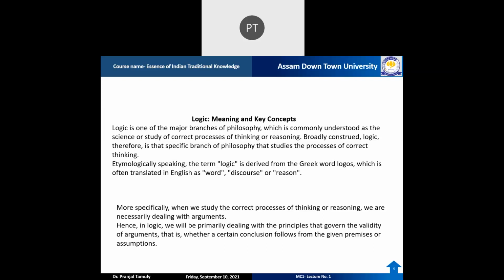More specifically, when we study the correct process of thinking or reasoning, we are necessarily dealing with arguments. And in logic, we will be primarily dealing with principles that govern the validity of arguments, that is, whether a certain conclusion follows from the given premises or assumptions. So basically, logic is mainly about arguments and reasons for people to answer certain questions.